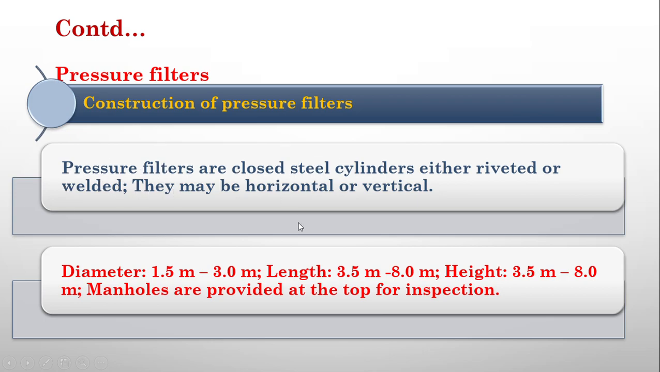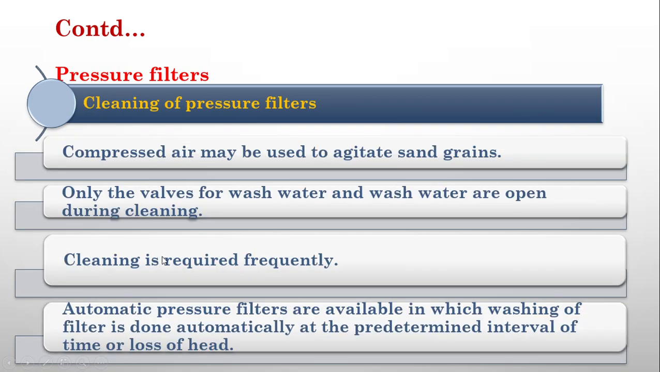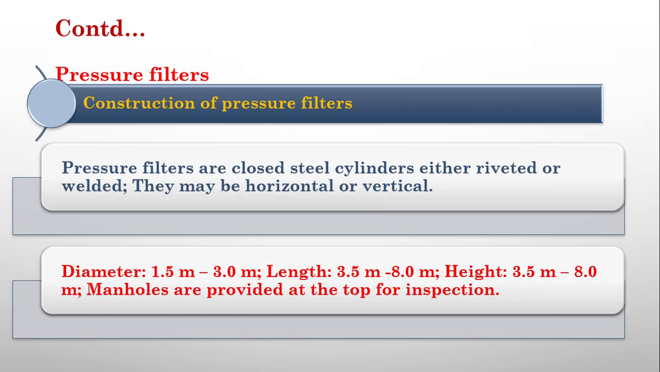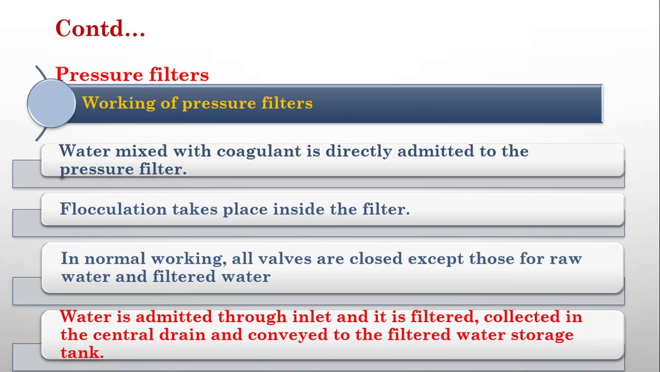They may be horizontal or vertical. Diameter is 1.5 to 3 meter, length 3.5 to 8 meter, height 3.5 to 8 meter, and manholes will be provided. I'll show you the figure. Manholes for inspection will be provided. And the main working is that the water mixed with coagulant is directly admitted to the pressure filter. As a result, flocculation takes place in the filter. When we add coagulants, of course, flocculation will occur inside the filter.